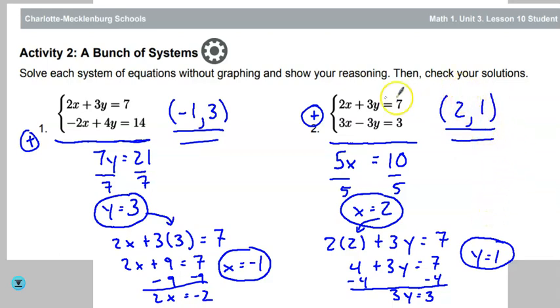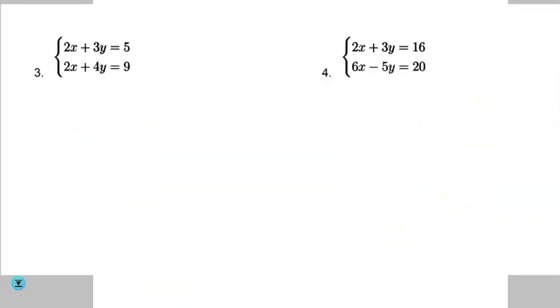You probably do it kind of mentally. 2 times 2 is 4. 3 times 1 is 3. 4 plus 3 is 7. 2 times 3 is 6. 3 times 1 is 3. 6 minus 3 is 3. So they would both check. All right, look at number 3 and 4. If you haven't done those yet, try those.